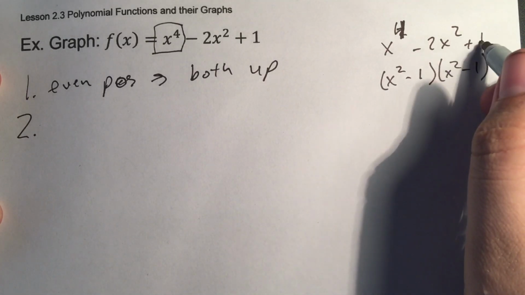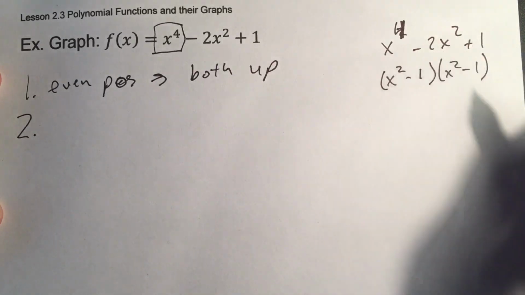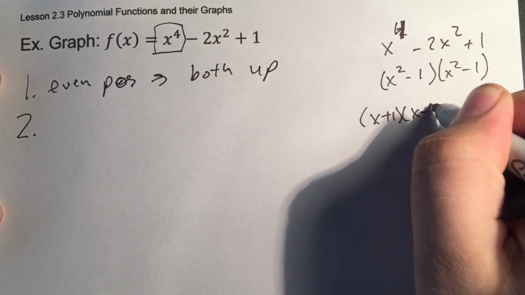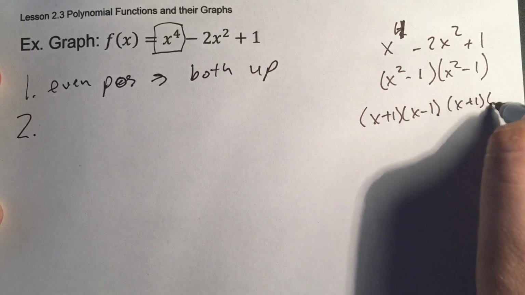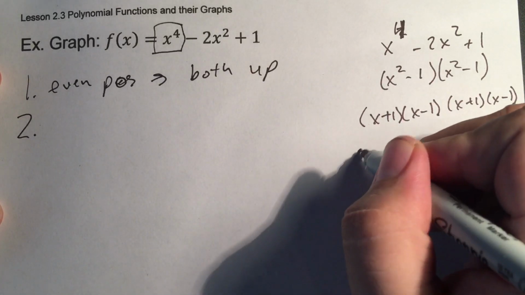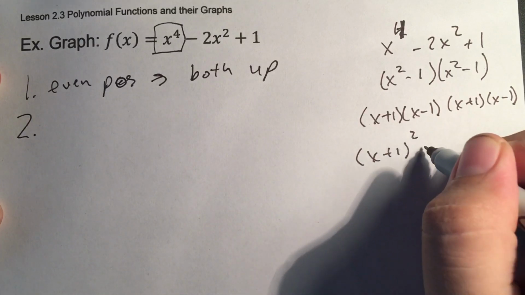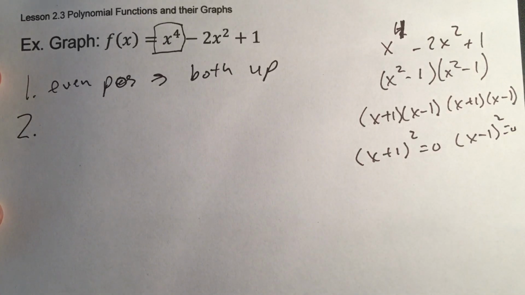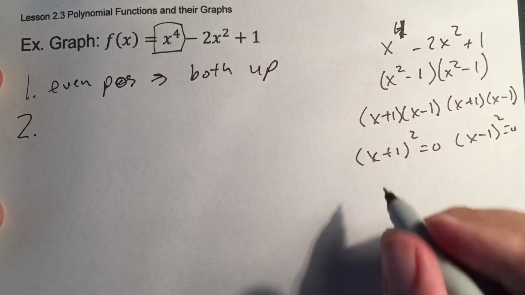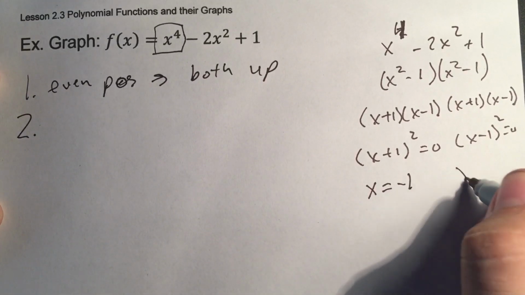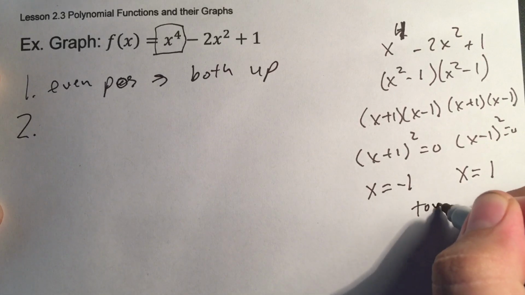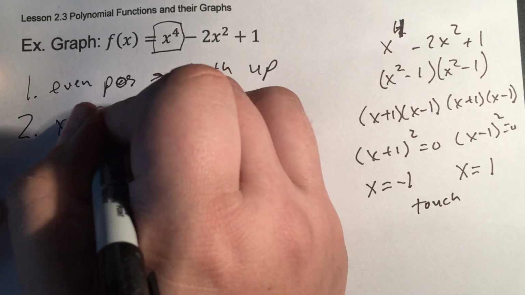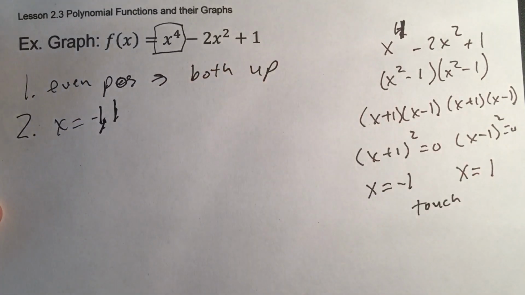Because negative 1 times negative 1 is a positive 1, but negative 1x squared and negative 1x squared make negative 2x squared. Now, both of these are difference of squares, which would mean they break down to x plus 1, x minus 1, x plus 1, x minus 1. So on both of these, there's 2 of them. So keep that in mind. We're going to touch on both. So when x equals negative 1 and when x equals 1, we're going to touch at both of those spots. So x equals negative 1 and 1.